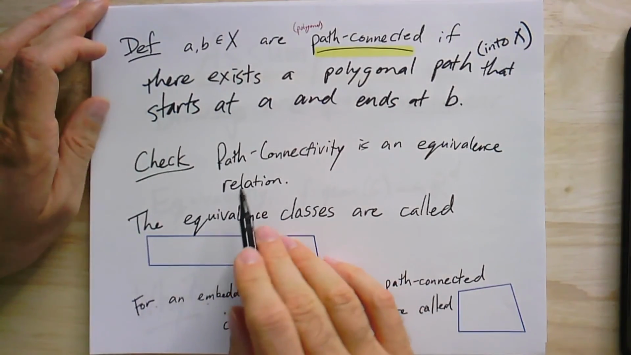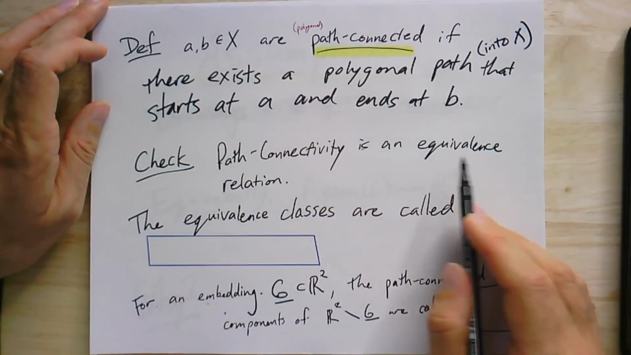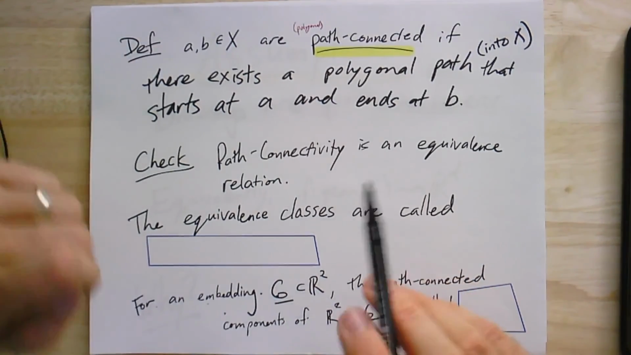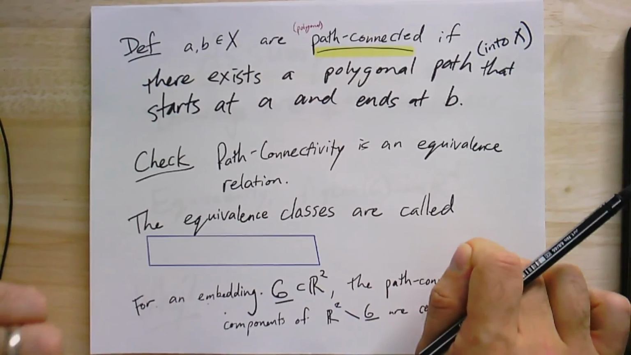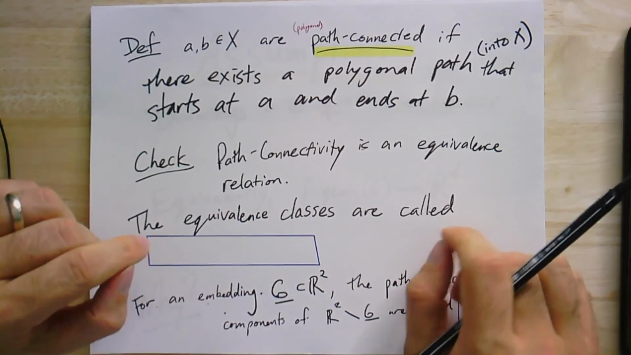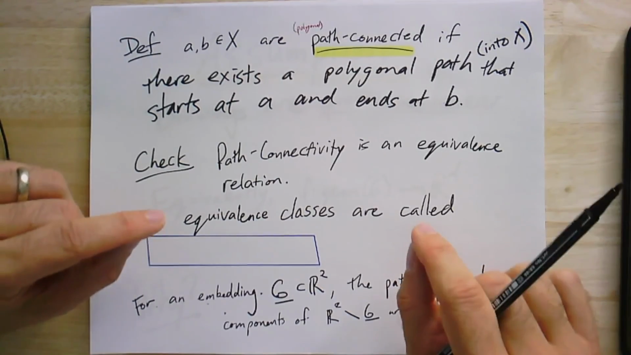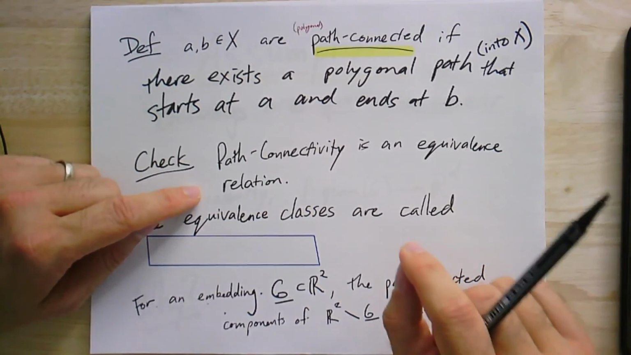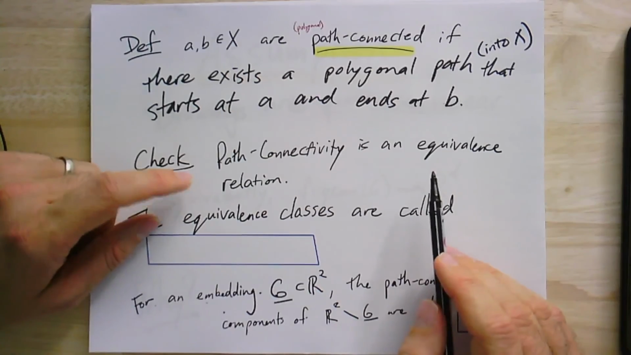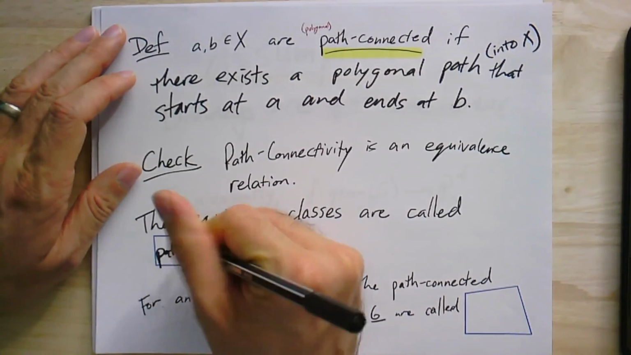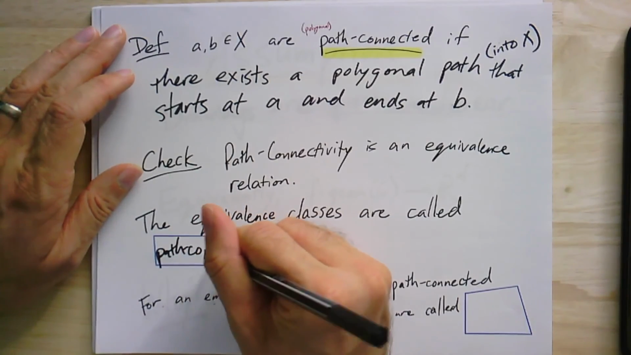And you can check that this property of being path connected, that is, it's a relation between pairs of points. There either exists a path between them or not. And so that's a binary relation. And there are paths of length 0, so points are path connected to themselves. And so this defines an equivalence relation. And the equivalence classes are called path connected components.